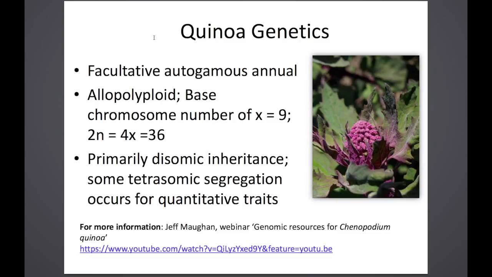So again, quinoa is a facultative autogamous annual. Essentially, it's an inbreeder with a capacity to outcross. It's an allopolyploid, so it comes from 2 different genetic backgrounds as opposed to an autopolyploid. The base chromosome number is 9, so it's 2n=4x=36. Luckily, the inheritance is primarily disomic. That's true for most of the qualitative traits. We do see some tetrasomic segregation in a few qualitative traits, and then in quantitative traits as well.